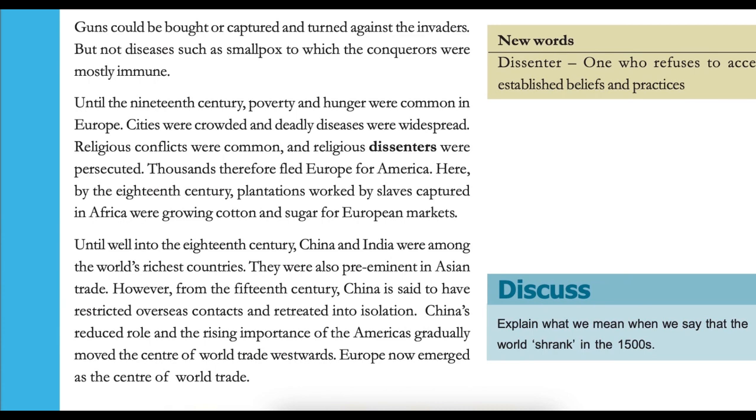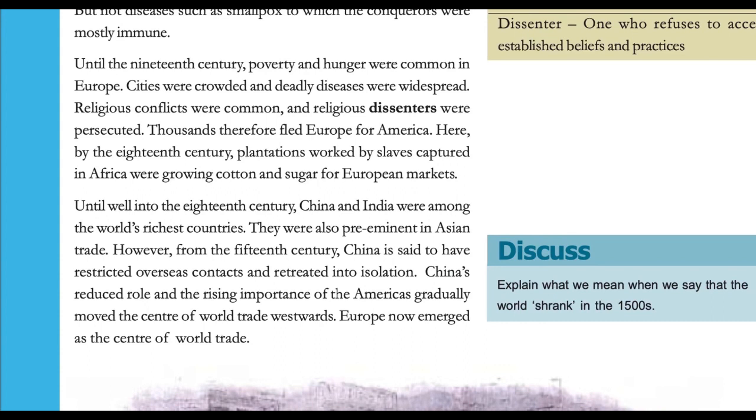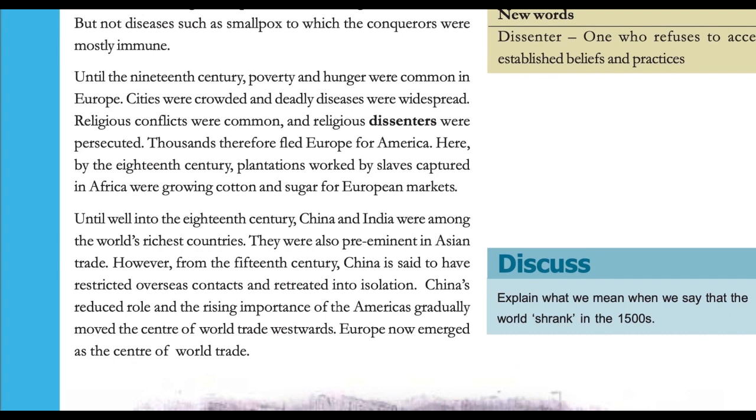Until well into the 18th century, China and India were among the world's richest countries. They were also preeminent in Asian trade. However, from the 15th century, China is said to have restricted overseas contacts and retreated into isolation. China's reduced role and the rising importance of the Americas gradually moved the center of world trade westwards. Europe now emerged as the center of world trade.